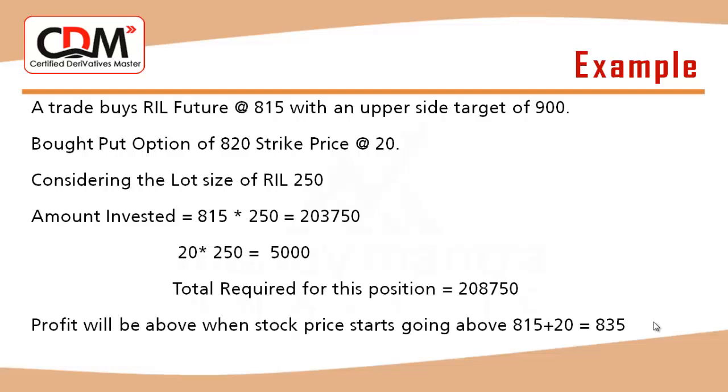Suppose some trader, an XYZ trader, buys Reliance Industries Limited future at 815 with an upside target of 900 rupees. So what he does is he also buys a put option, a put option of 820 strike price at the level of 20 rupees. Since he has an upside view of 900 level, but in the stock market there is no guarantee of anything, he still wants to hedge his position.